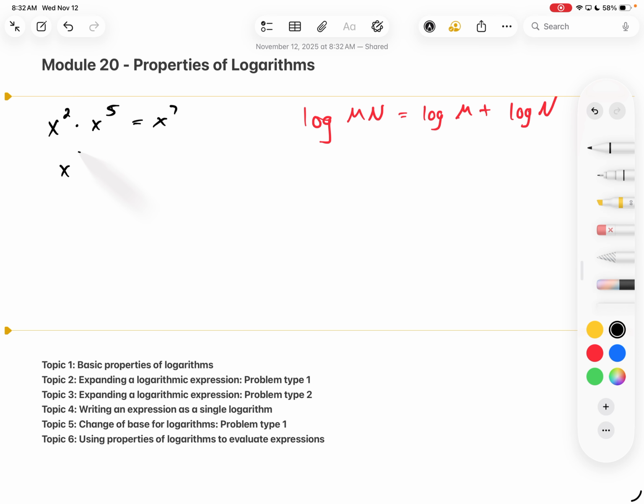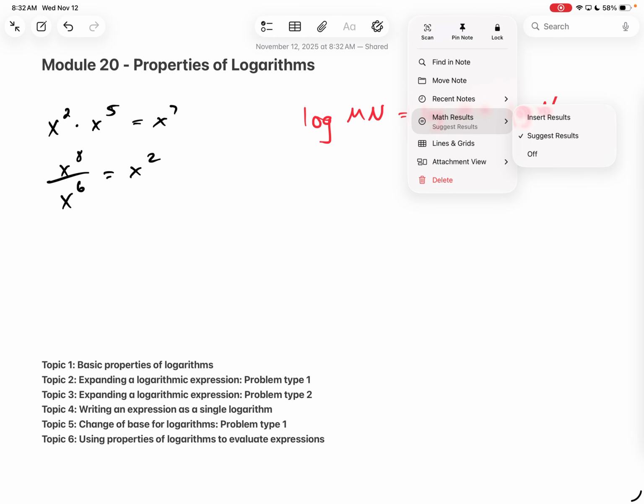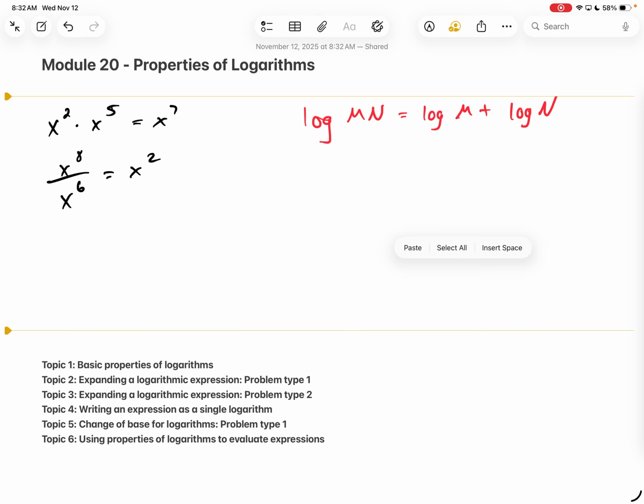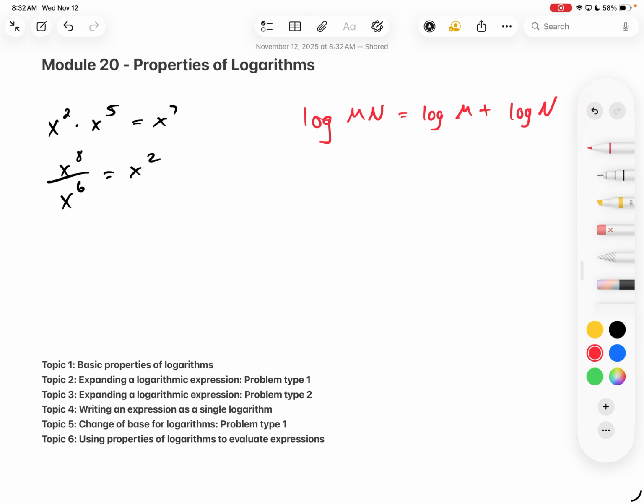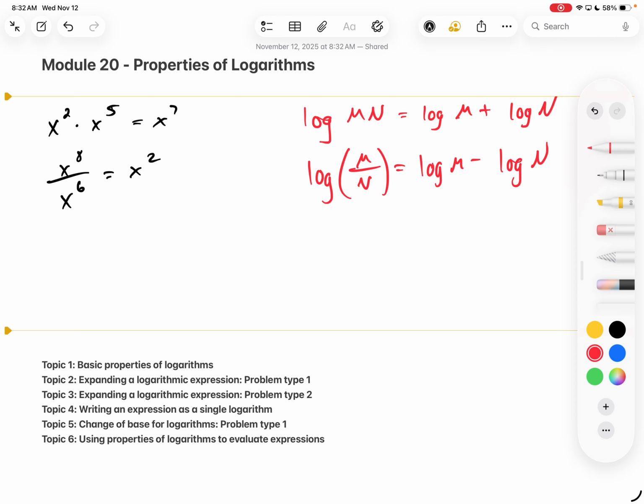If I have exponents and I divide them, what do I do to their exponents? Subtract them. So I am going to do the same thing with logs. If you ever forget what to do with logs because they are new, just think back to exponents. It's all the same way. So if I have a log of something divided by something, I can separate it out and subtract them.